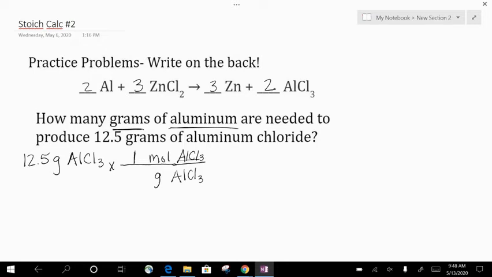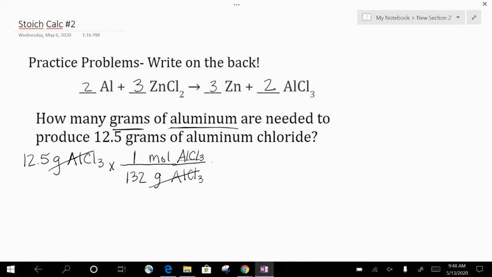If you round a bit different from the periodic table, your answer might be slightly different than mine, which is fine. So I come up with a molar mass of 132. So that would get rid of grams. Now I'm in moles of aluminum chloride. But remember, I'm trying to get to moles of my target substance, which is just the aluminum here.